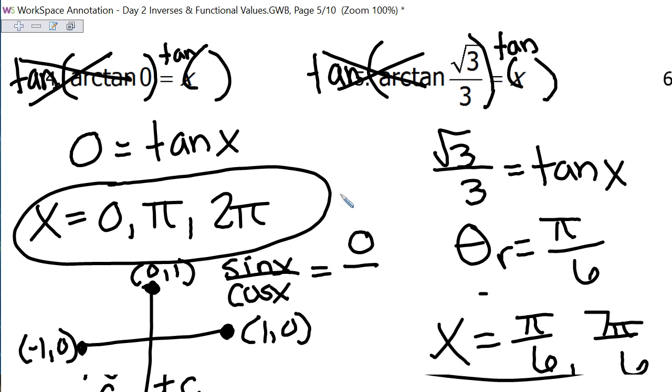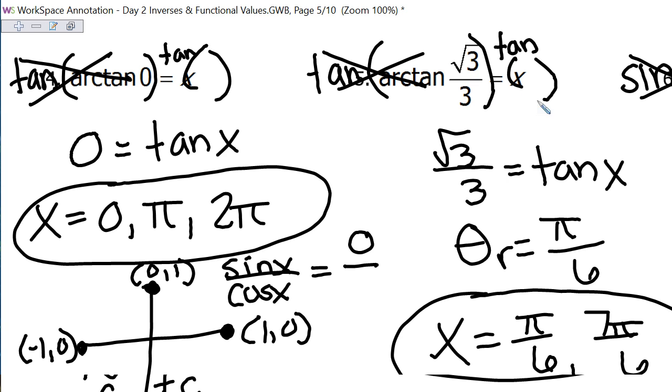And number 6, how can I get rid of arcsine? Take the sine of both sides. So sine the left side, sine the right side. So sine of arcsine, those cancel each other out. So what's left on the left side? Negative 1/2. And on the right side, we would have sine of x.